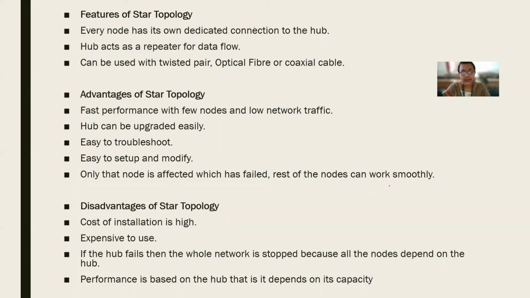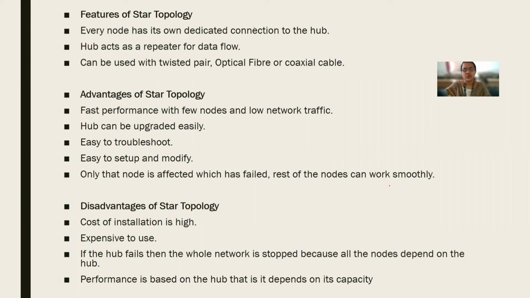Next, what is the disadvantage? As you saw, there will be a hub, so surely the cost will be more, right? The cost of installation is a little bit high. It is very expensive to use. And if the hub fails, what will happen? The complete network will fail. If the hub fails, the whole network stops because all the nodes depend on the hub. Performance is based on the hub, depending on its capacity.